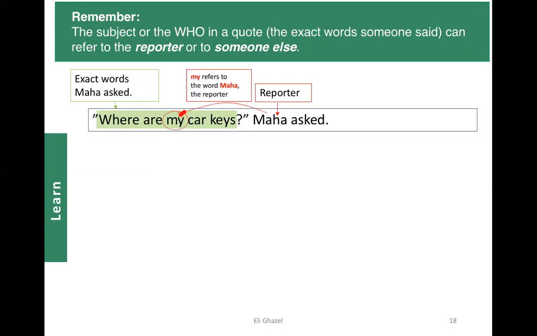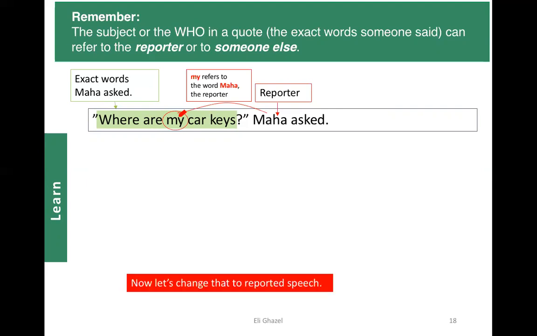Now, my can refer to Maha or to someone else, because Maha is going, where are my car keys? Maybe she's talking to herself, maybe she's asking somebody. But the my, we need to know, this is part of the process of learning. We need to find those words and establish what each word refers to. Now, let's change that to reported speech.